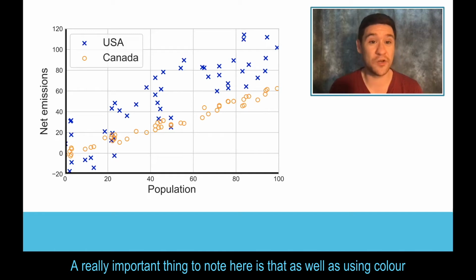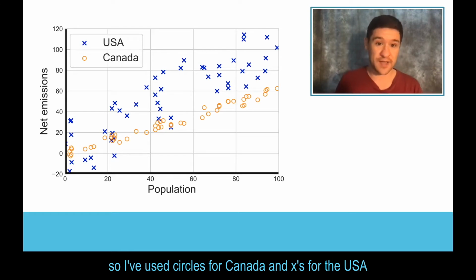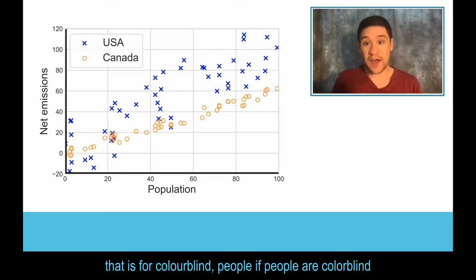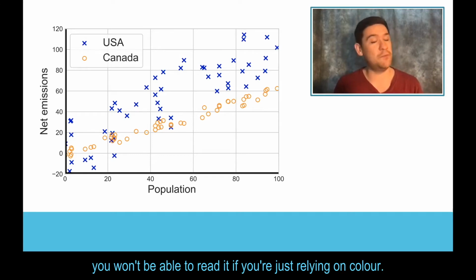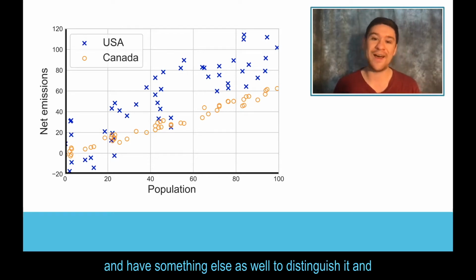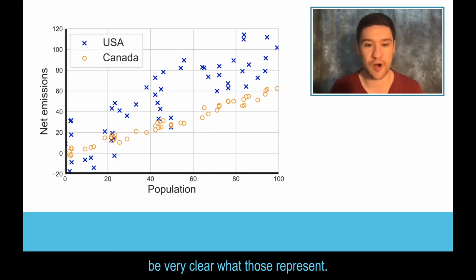A really important thing to note here is that as well as using colour, I've also changed the shape of the marker. So I've used circles for Canada and X's for the USA. That is for colourblind people. If people are colourblind, this is going to be a little easier to read. They won't be able to read it if you're just relying on colour. If you are going to separate by colour, try and have something else as well to distinguish it, and be very clear, like in the key here, be very clear what those represent.